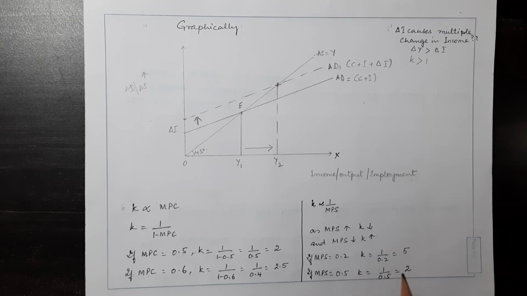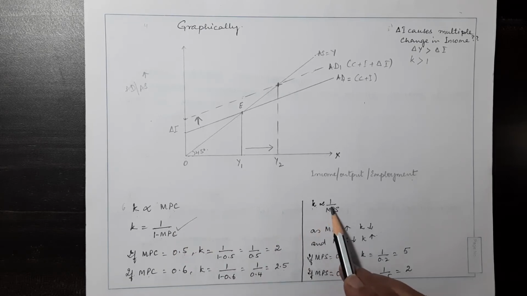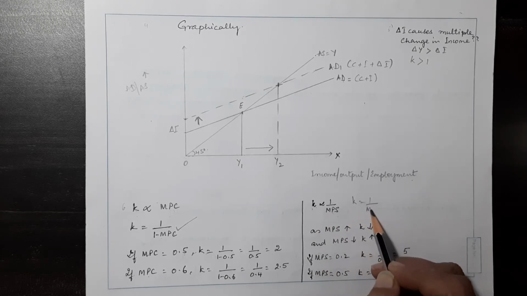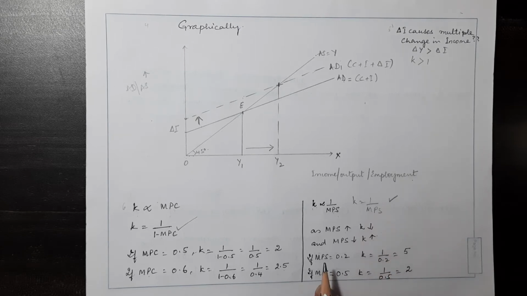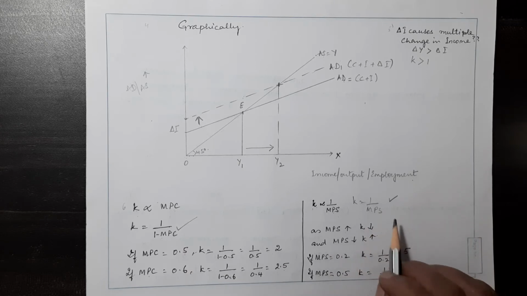So this shows the inverse relationship between K and MPS. This is a 1-mark question generally asked as a multiple choice question, or true or false. K is directly proportional to MPC and it is equal to 1 by 1 minus MPC. This is what we need to remember. And K is inversely proportional to MPS, or simply K is equal to 1 by MPS. So this is another option that is given. Both of them are correct, so we need to choose the right answer if it is asked as an MCQ.